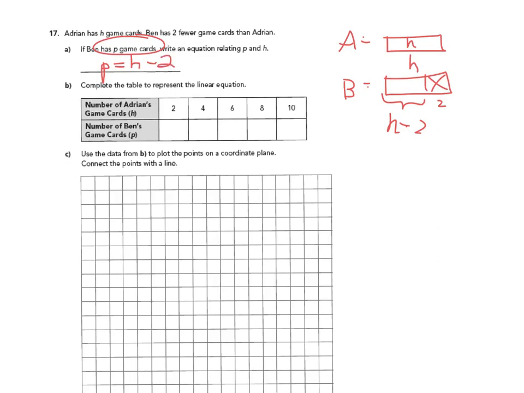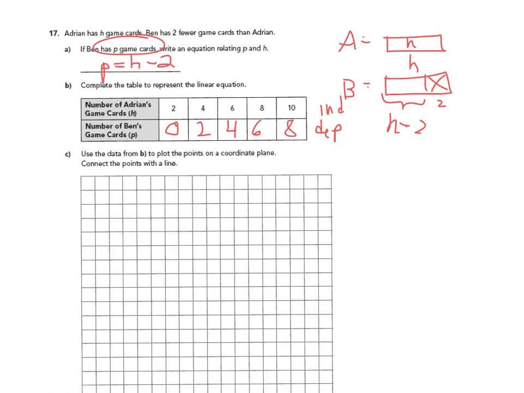Now I'm going to put this into play. So what I know is that Adrian's H is the independent, and I know that Ben's depends on whatever Adrian has. I can't figure out Ben unless I know Adrian's. So if Adrian's got 2, then Ben must not have any, because 2 minus 2 is 0. If Adrian's got 4, then Ben's got 2. If Adrian's got 6, Ben has 4. 8 gives Ben 6, and 10 gives Ben 8, because Ben's always going to have 2 less than Adrian.